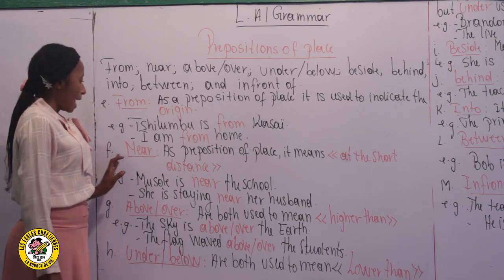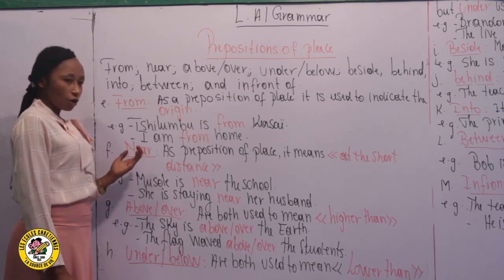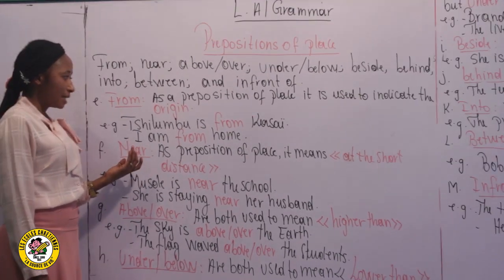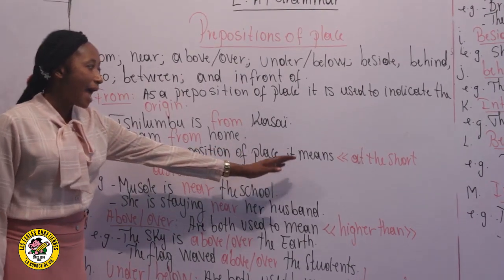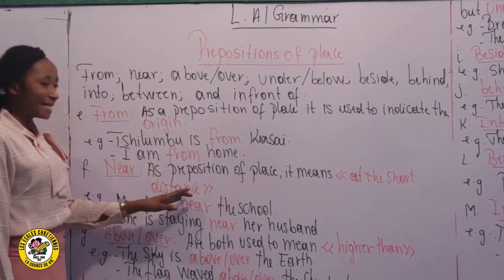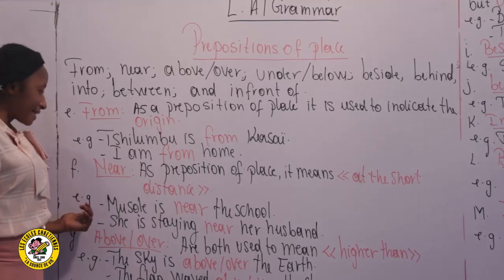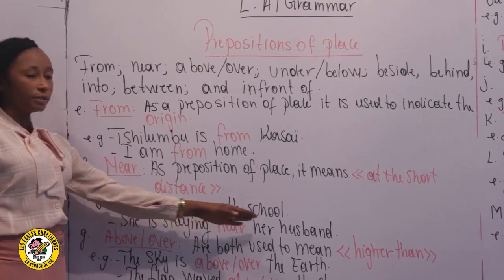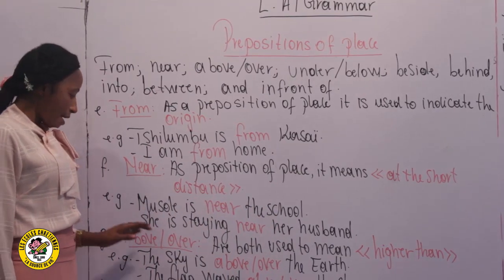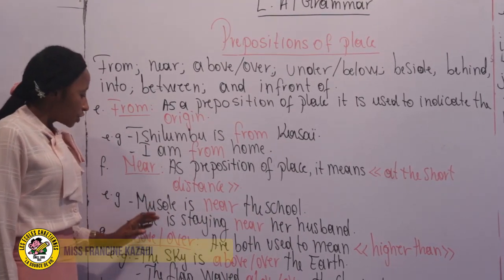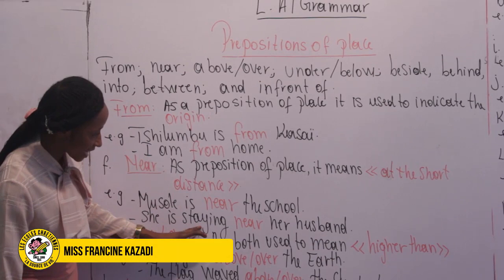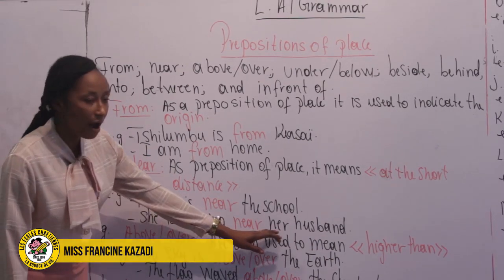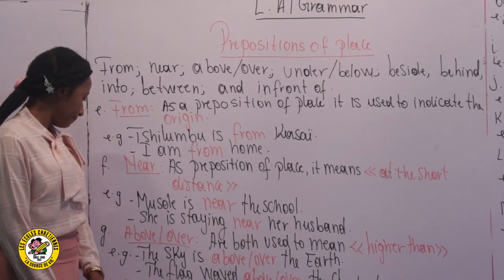Near. It is also a preposition of place. It means at a short distance. Example, Musole is near the school. Number 2, she is staying near her husband.